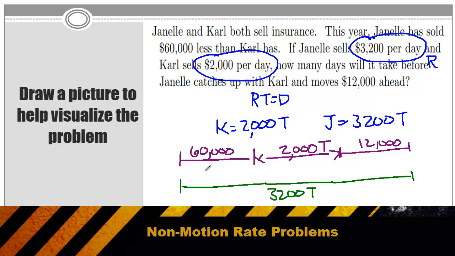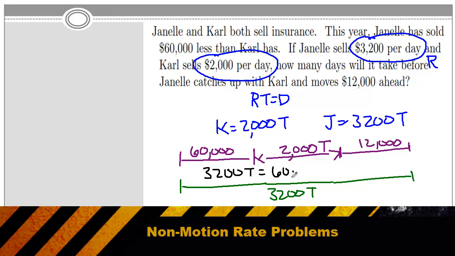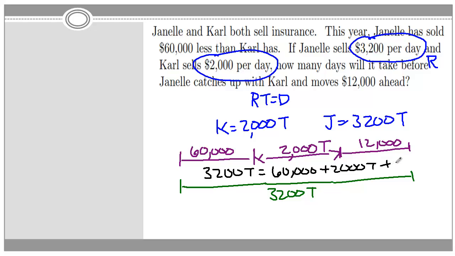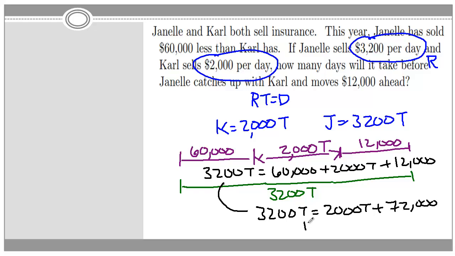So you could write the equation that Janelle's 3,200 t will be equal to 60,000 to catch up, plus Carl's 2,000 t, plus an additional 12,000, or 3,200 t is equal to 2,000 t plus 72,000, or 1,200 t is equal to 72,000, or time is equal to 60, or 60 days. Janelle will catch up, pass Carl, and then exceed him by 12,000 within 60 days.